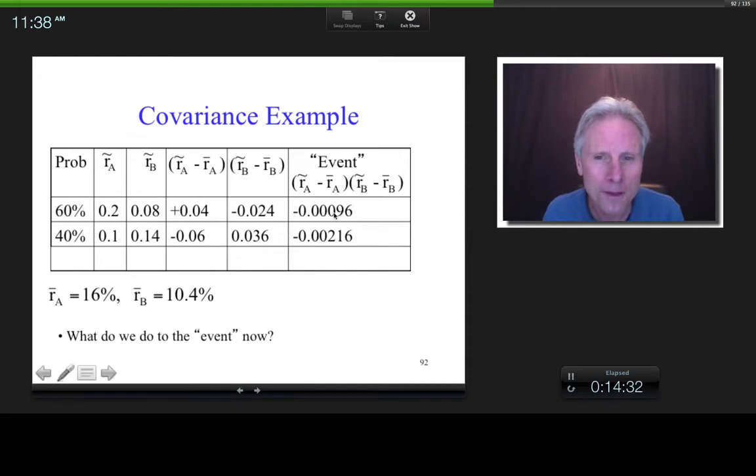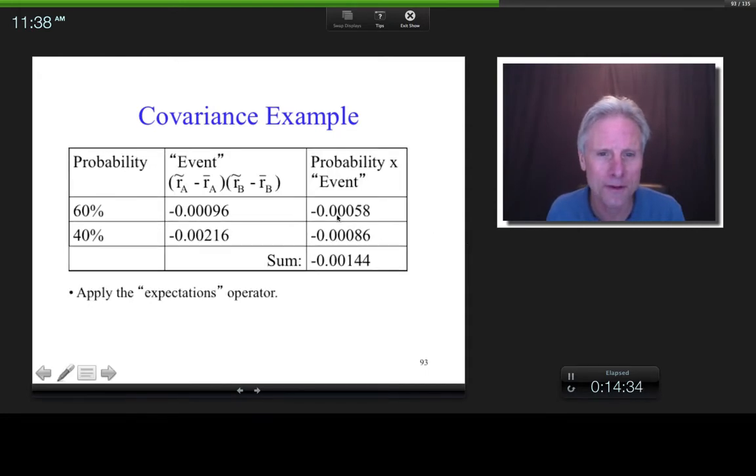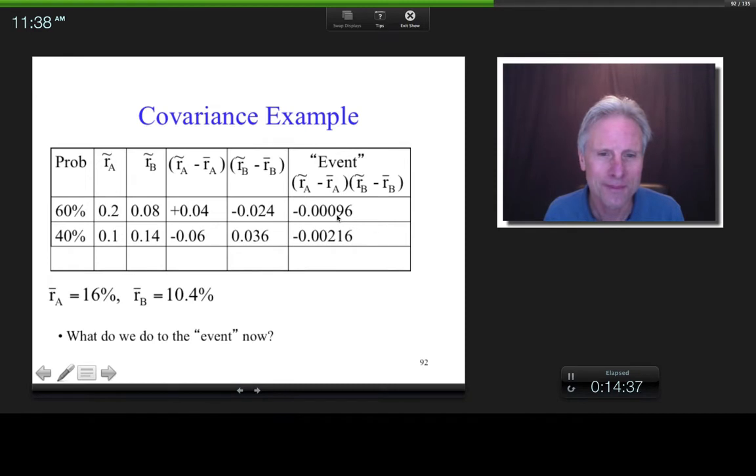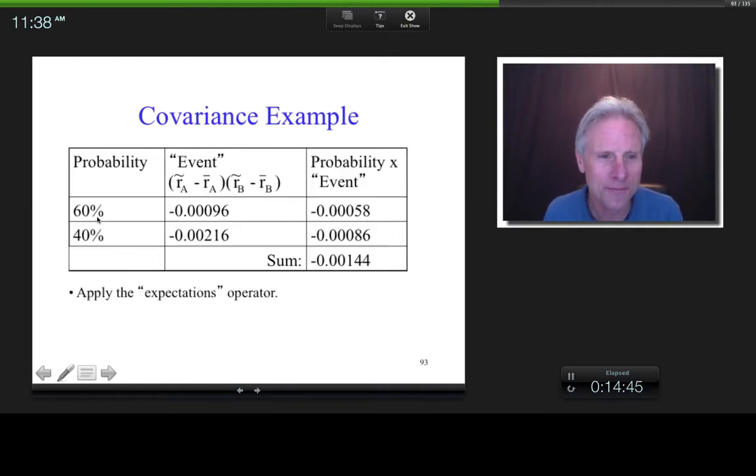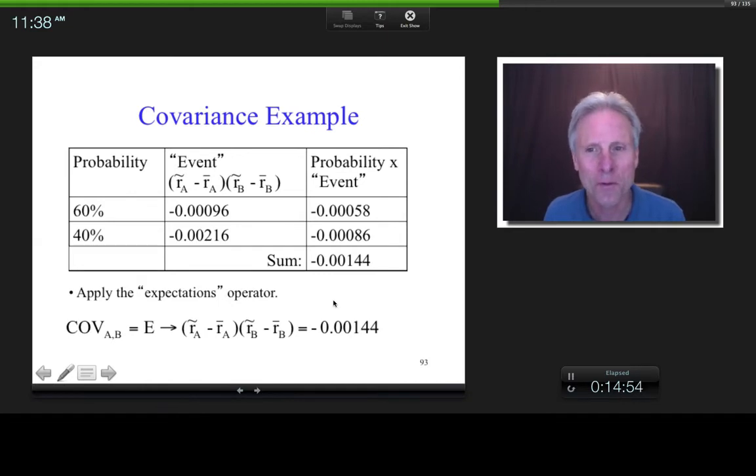Well, what probability is associated with this guy right there? There's a 60% probability associated with that. What probability is associated with that? 40, right? So basically, a 60% probability for that, 40 for that, multiply them, add them up, and I would get the covariance. In this example, it would be minus 0.00144.